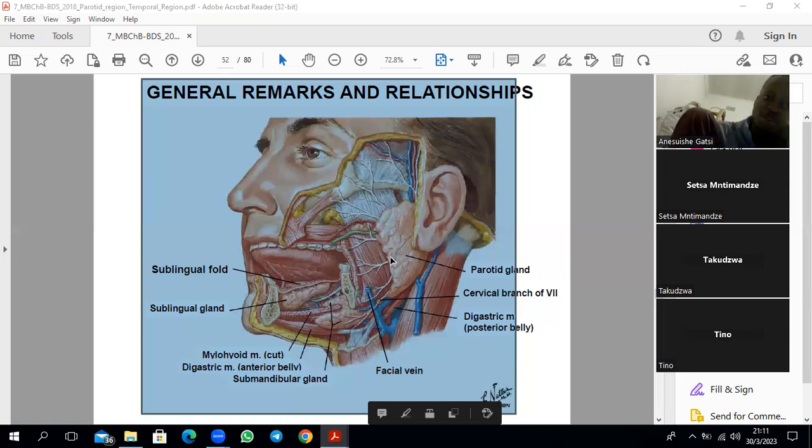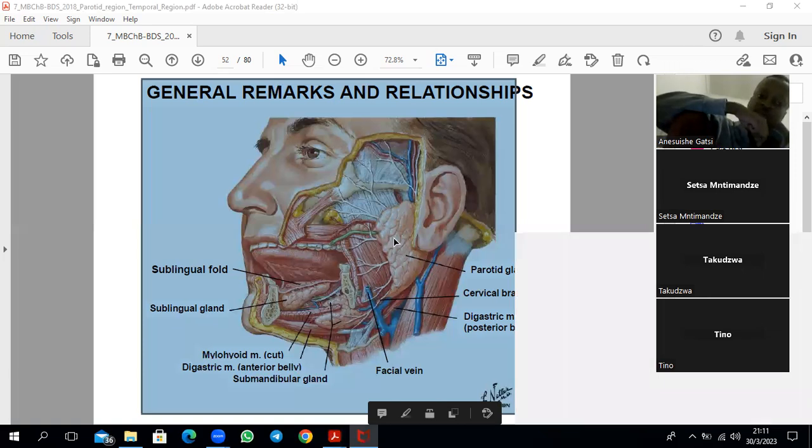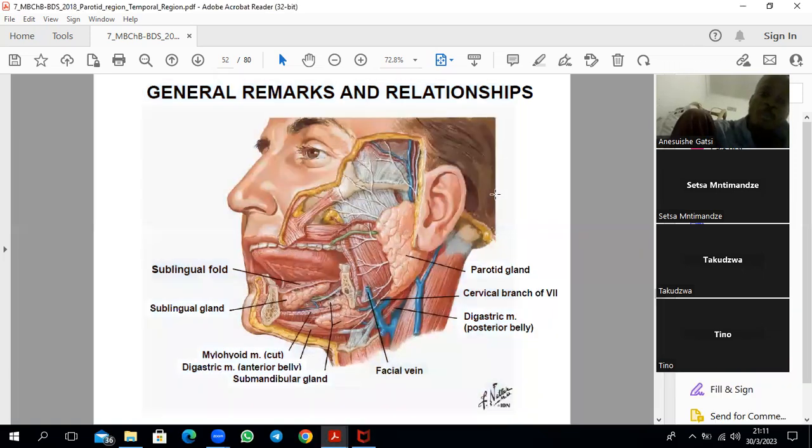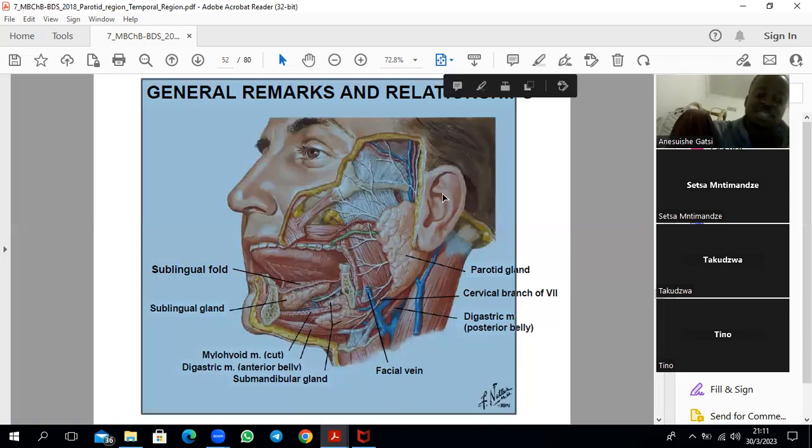So this here is my parotid. When AIDS started, one of the presenting features for those people was a swollen parotid. And that was before the advent of ARVs and stuff.